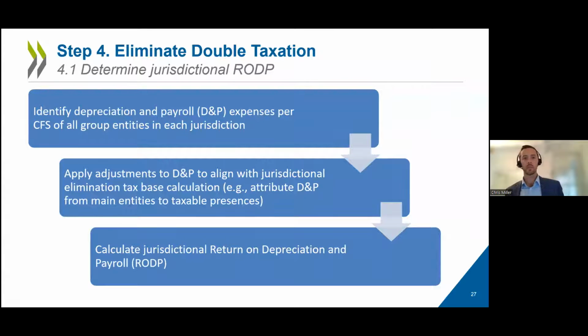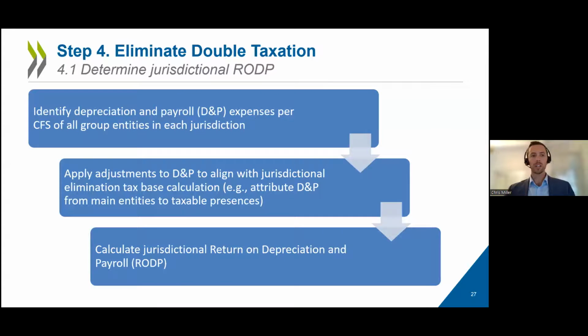In order to calculate that RODP, just quickly the steps listed on the slide here, we identify the depreciation and payroll of all entities in a given jurisdiction as per the consolidated financial statements. We make some adjustments to them, primarily, and we mention this as an example here, related to attribution of D&P expenses to taxable presence locations in those cases where we've actually allocated entity profits to taxable presence locations. So we seek to match D&P expenses with related income. And finally, once we've calculated that adjusted D&P, we have the tools we need to calculate our jurisdictional RODP, which is the measure that we use going forward in the tiering system.